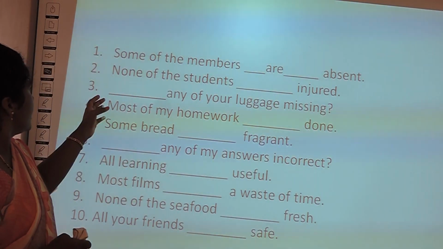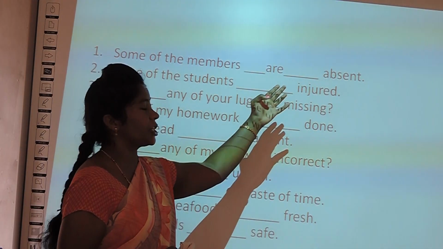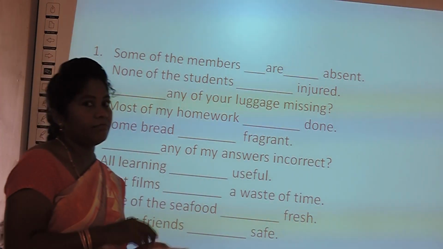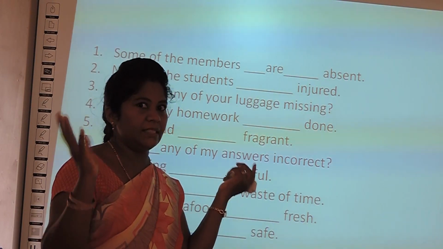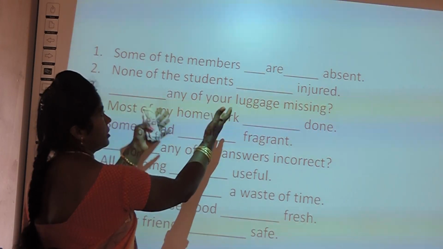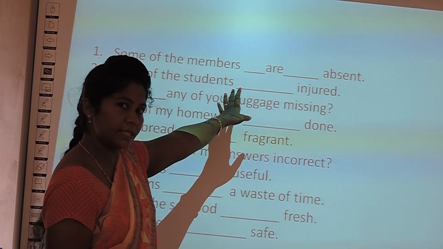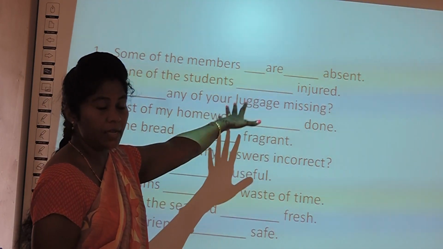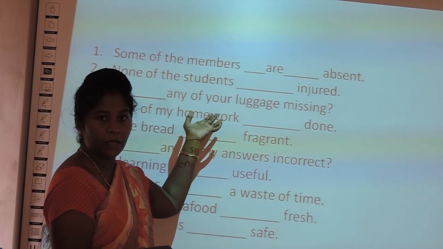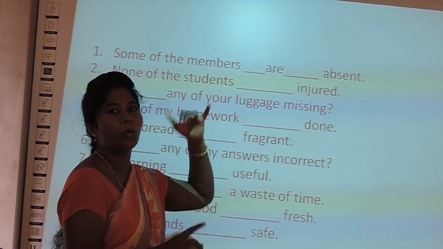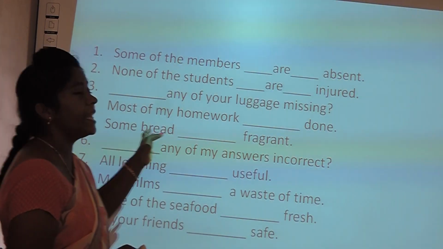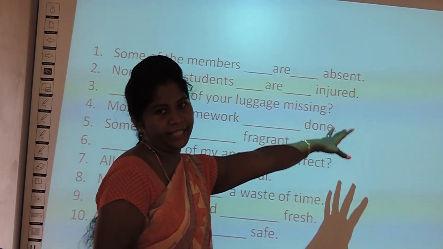Next. None of the students dash injured. Now when we look at the word none, a thought comes to our mind that it may be singular or plural, but please keep your eye on the noun, that is students. Students is countable and it is in the plural form. So again it is going to take a plural verb. So none of the students are injured.